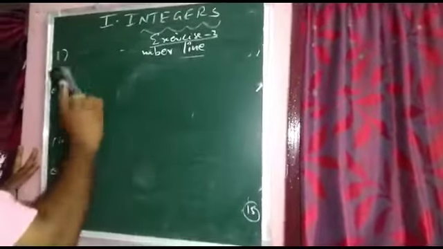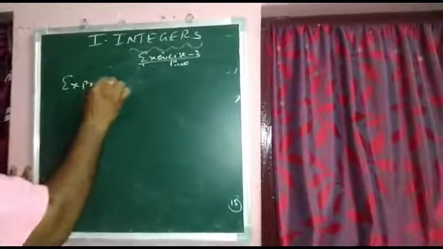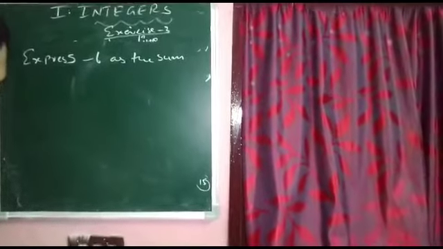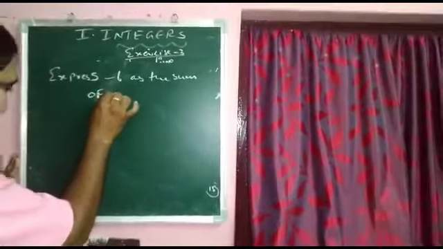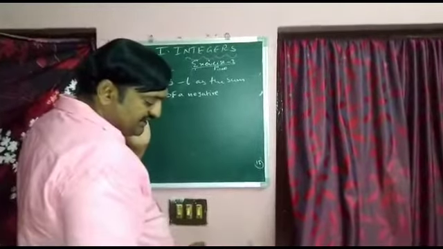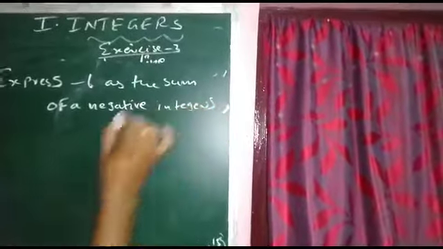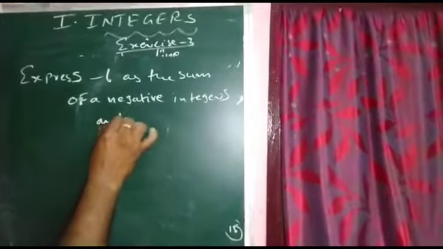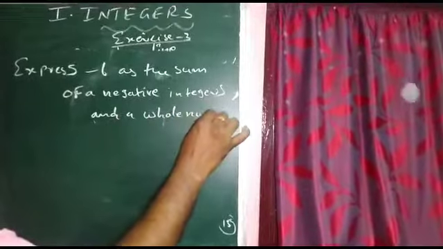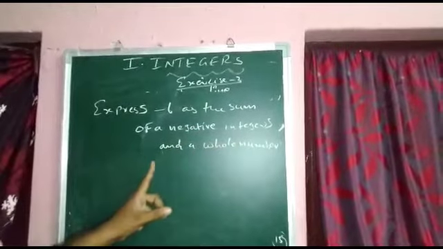Here they gave the third question. One time observe it, all of you. What is the third question in exercise 3? Express minus 6 as the sum of a negative integer and a whole number.